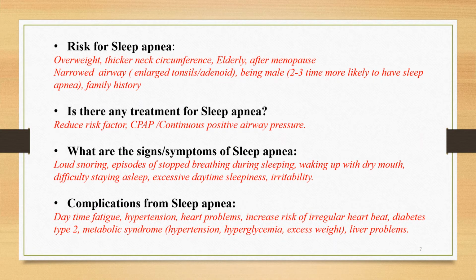There are some risks for sleep apnea, including someone being a little bit overweight, thicker neck circumference, elderly people, after menopause, and folks that have a narrowed airway, large tonsils or adenoids, being male, 2 to 3 times more likely to have sleep apnea, and a family history of sleep apnea. Is there any treatment for sleep apnea? Yes. You can reduce the risk factors, and you can use a CPAP, or continuous positive airway pressure machine.